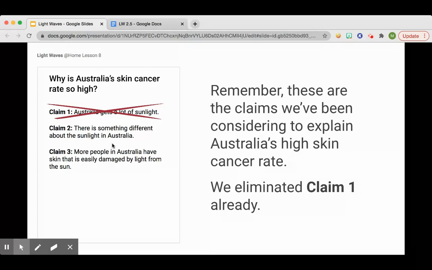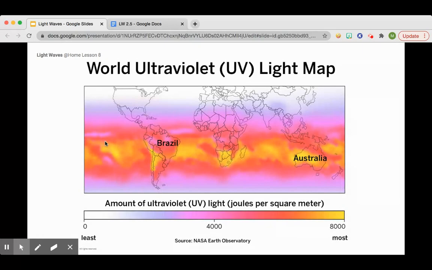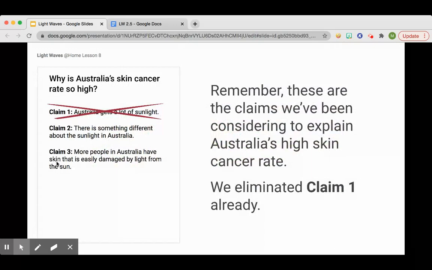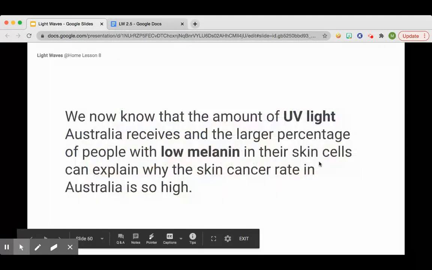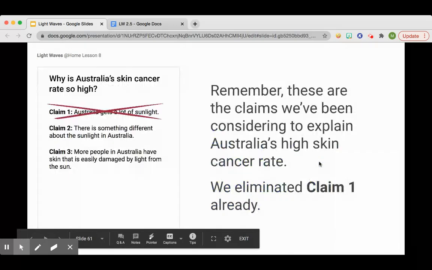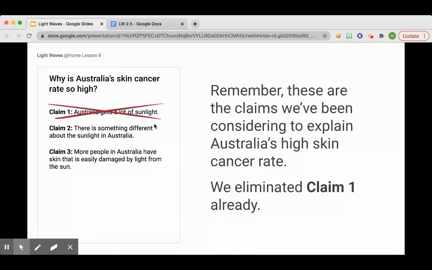There's something different about the sunlight in Australia, which would be related to this map. Or claim 3 says more people in Australia have skin that is easily damaged by light from the sun, which we can see here, which is true also from those two pieces of evidence.